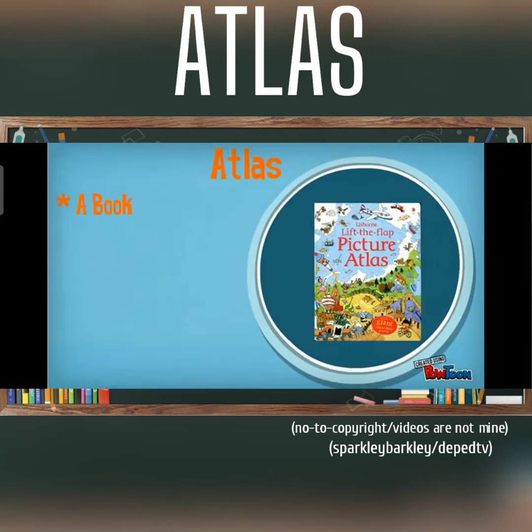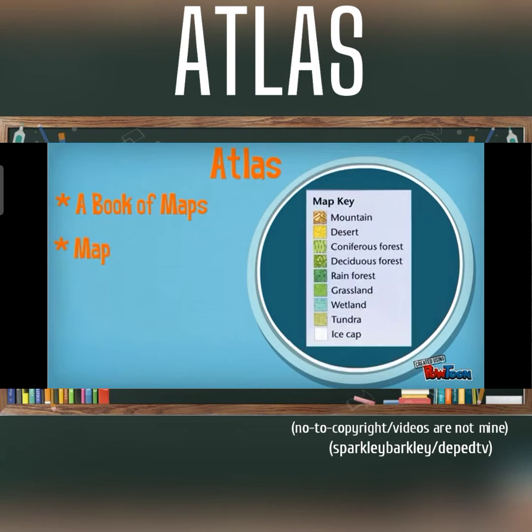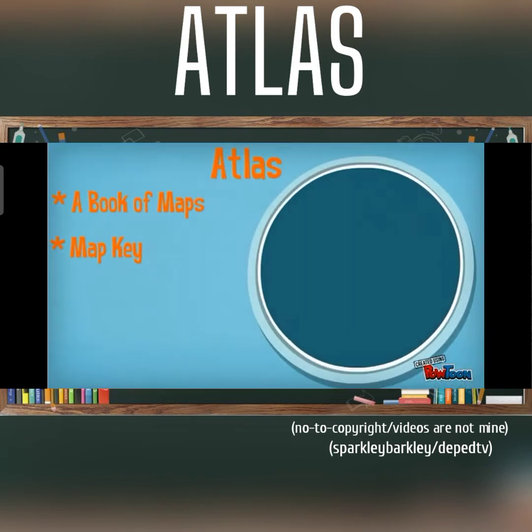Atlas is a book of maps. One way you can remember this is by saying, if you want to know where something's at, look in an atlas. Some key features in an atlas are map keys. The map key explains what each symbol of the map means.